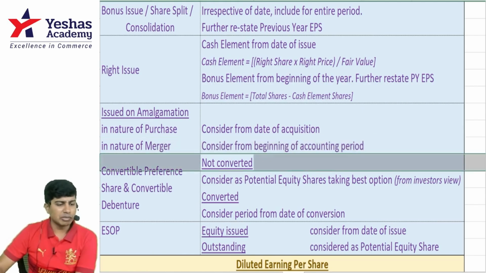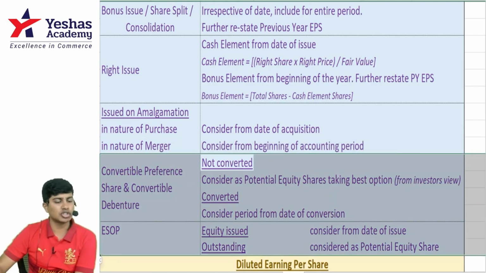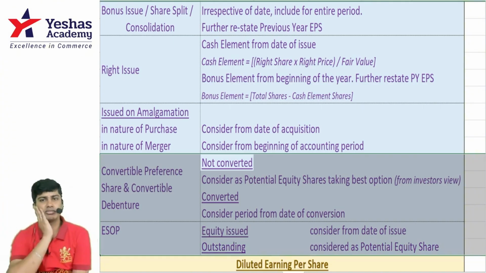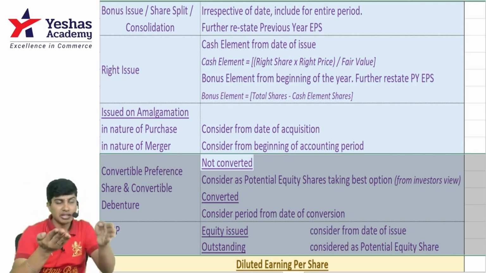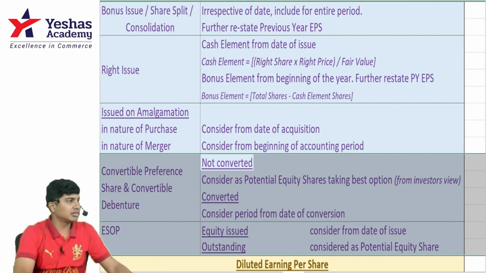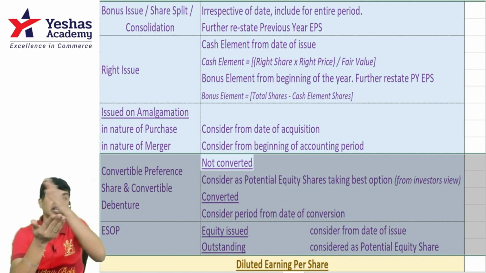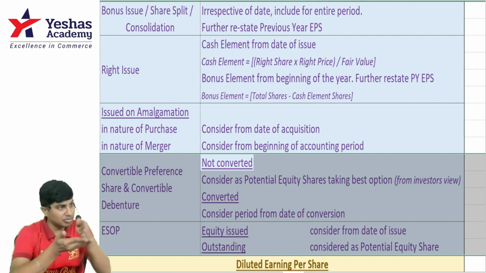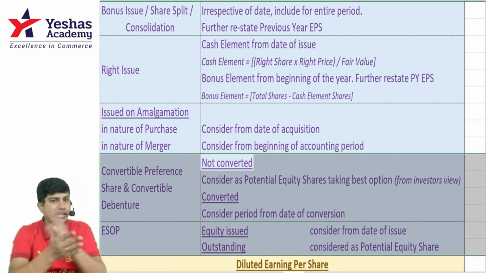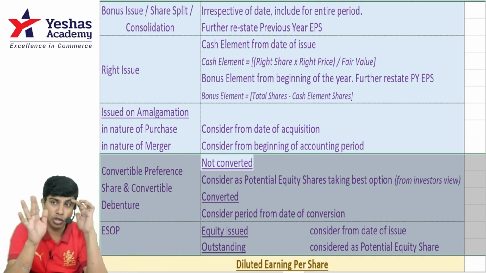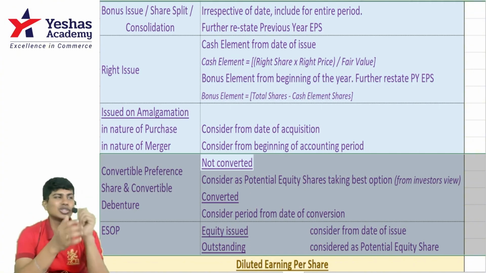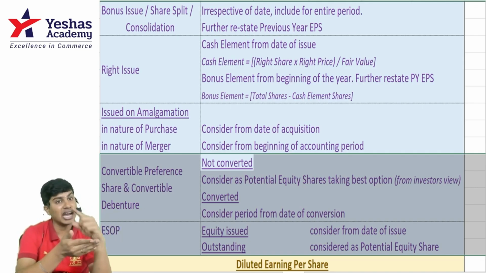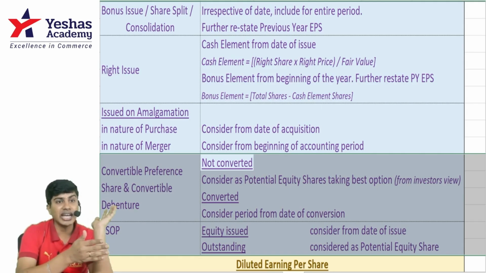If there are convertible preference shares or convertible debentures or ESOP, they are not considered in basic EPS. From the date the convertible preference shares become equity shares, we'll consider them. If convertible debentures become equity shares, from the day they become equity shares I will consider them in the denominator. Till that day I don't. And same with employee stock options. Those are options outstanding, not shares. They will be considered in the denominator the day the shares are issued.